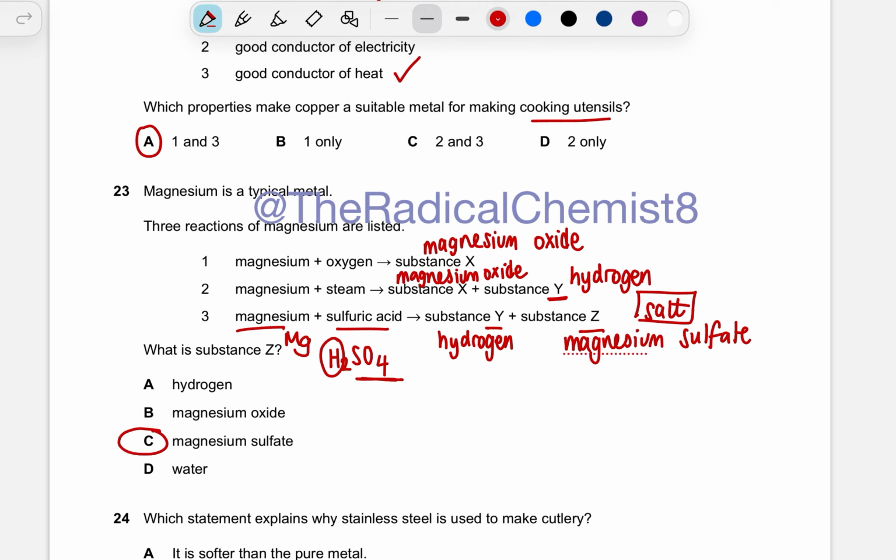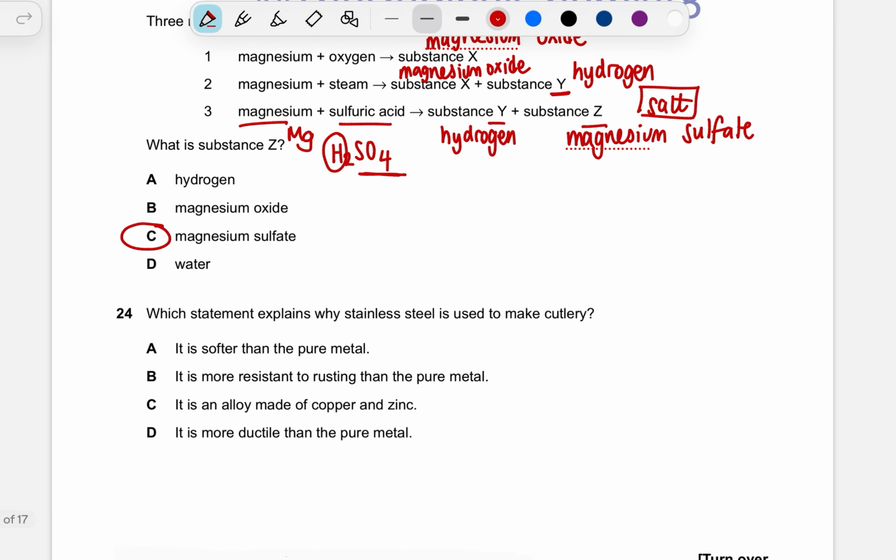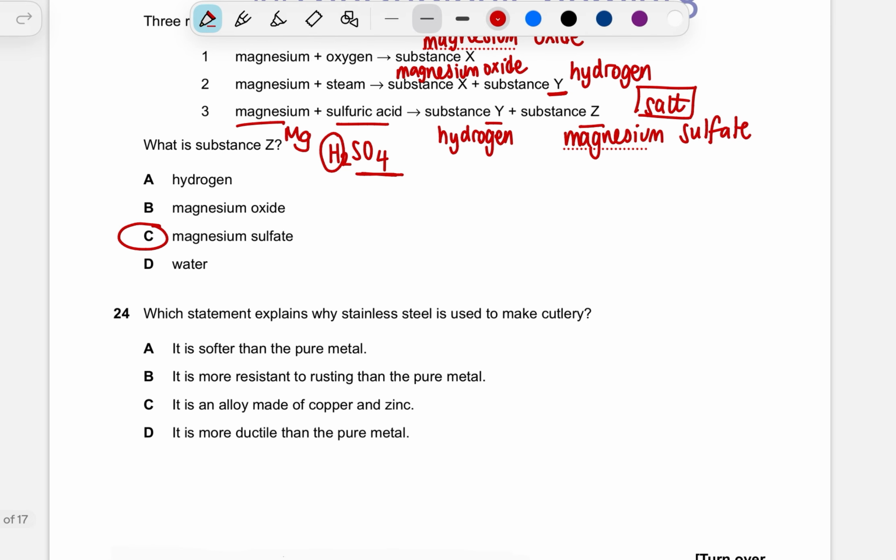Z is magnesium sulfate. Next, which statement explains why stainless steel is used to make cutlery? It is softer than pure metal. Well, that's not something useful to make cutlery. It is more resistant to rusting than the pure metal. Yep, that is useful for cutlery.